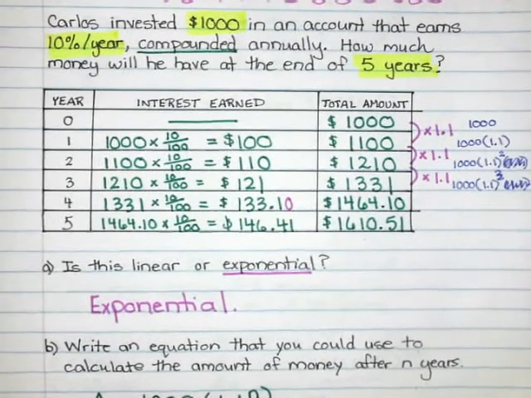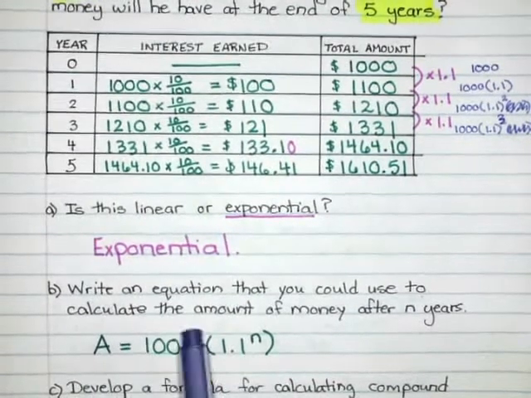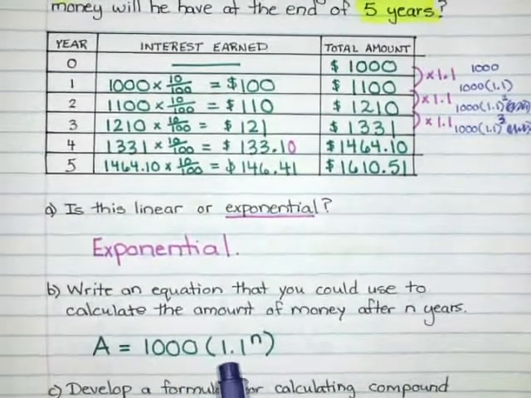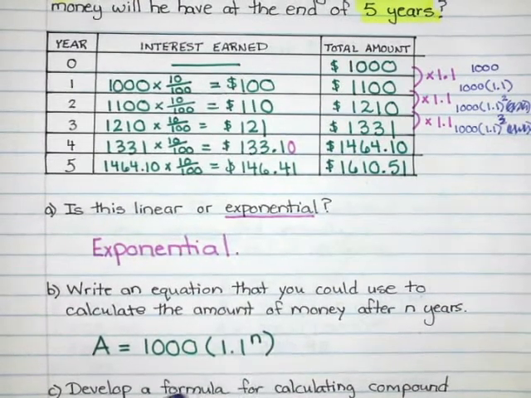So the equation that I wrote is that my final amount A is $1,000 times 1.1 to the power of the number of years, because we multiply by 1.1 for every year that has gone by.